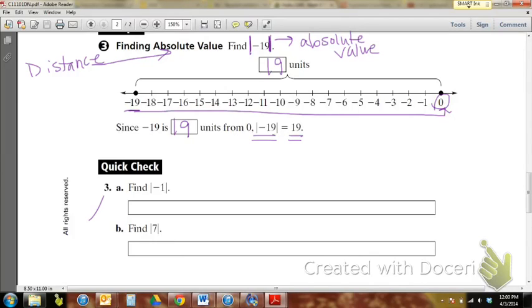So now you're going to try these 2 quick checks here. Remember, these mean absolute value, so find the absolute value of negative 1 and find the absolute value of 7. And then we'll check your work in class.